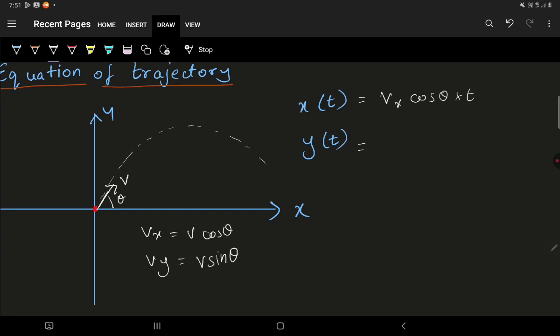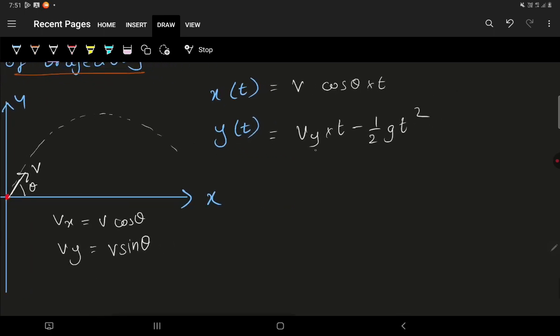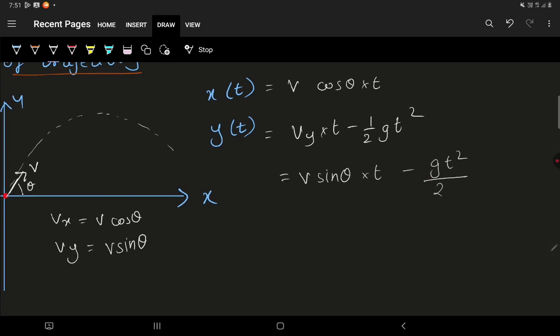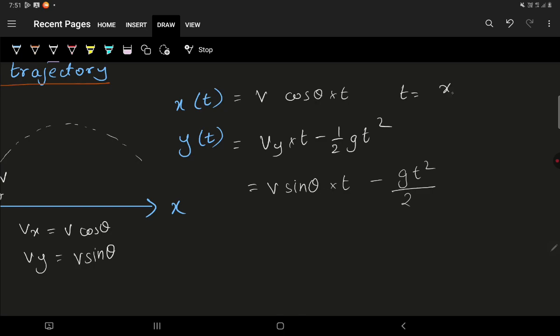Now the second thing is, what is y as a function of time? So y as a function of time will be vy into t minus half gt square. What is vy? Vy is v sin theta. Putting it, you will get v sin theta into t minus gt square by 2. Putting t is equal to x by v cos theta. Now t is equal to x by v cos theta. Parametric equation used, as you know.